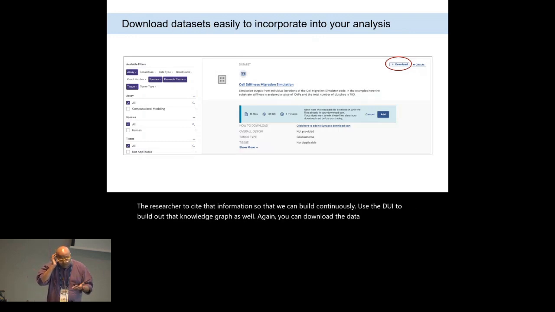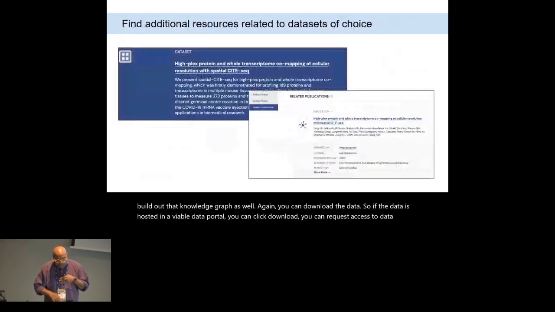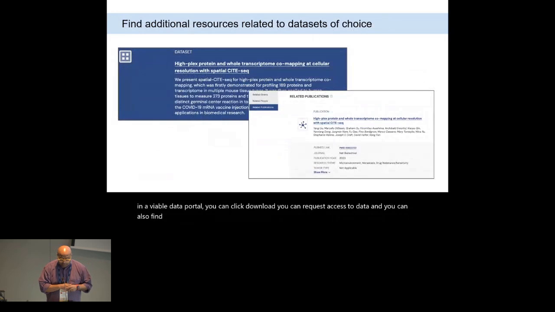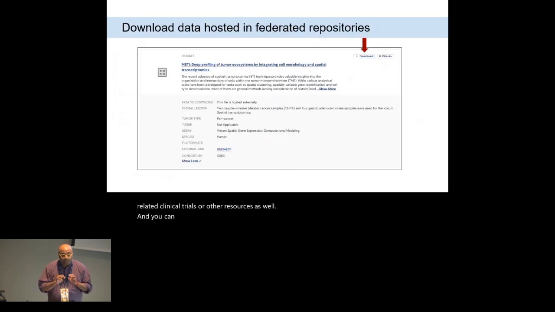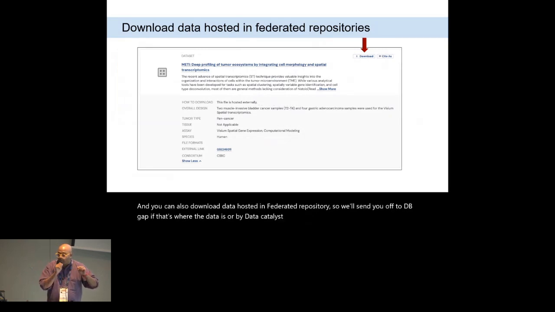Again, you can download the data. So if the data is hosted in a viable data portal, you can click download, you can request access to data. And you can also find related datasets, as I mentioned before, related publications, related clinical trials, and other resources as well. And you can also download data hosted in federated repositories. So we'll send you off to dbGaP if that's where the data is, or BioData Catalyst, wherever it is. So it's literally your front door, front shop, the starting point from where you can go to wherever it is.